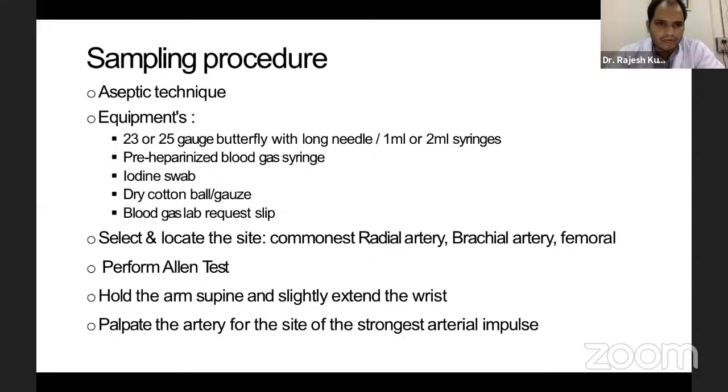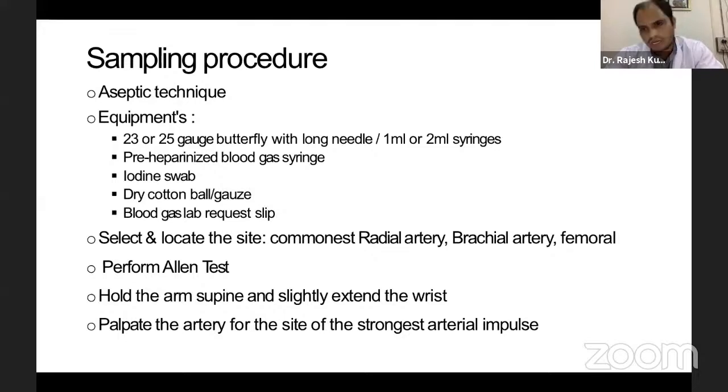So it should be pre-heparinized. You need an iodine swab, a dry cotton, and a blood gas requisition slip with you. You have to select and locate the site, means where you want to do the ABG. The commonest site is the radial artery, as you all know. After the radial artery, the second choice will be brachial or femoral. But first you have to look at the radial artery, because it is easily compressible and you can compress it very well. Before doing the sampling, you have to perform an Allen's test.